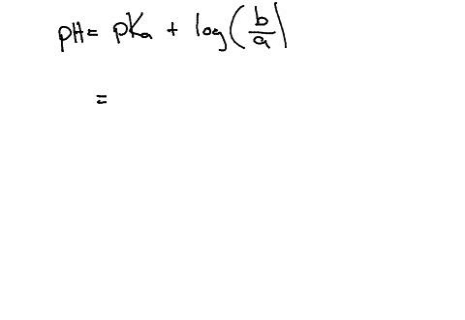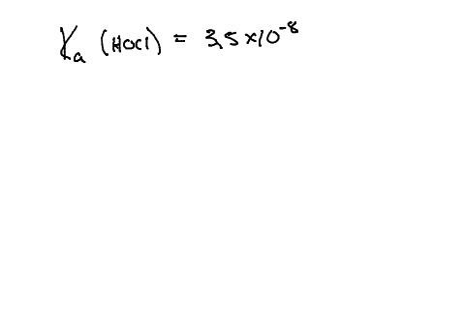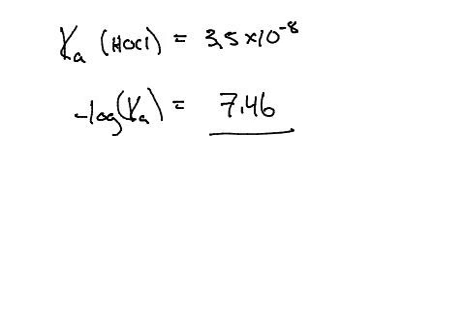So the pH is equal to the pKa plus the log of base over acid. You have to look up the Ka of HOCl. The Ka of HOCl is 3.5 times 10 to the negative 8. So take the negative log of the Ka. The negative log of 3.5 times 10 to the negative 8 will be 7 point something, 7.46. So now I'm going to go back to this screen here.